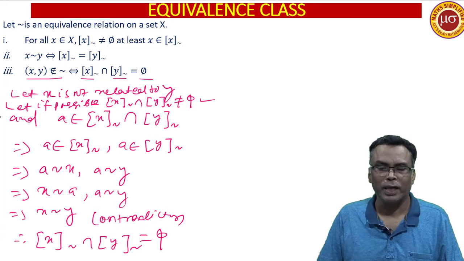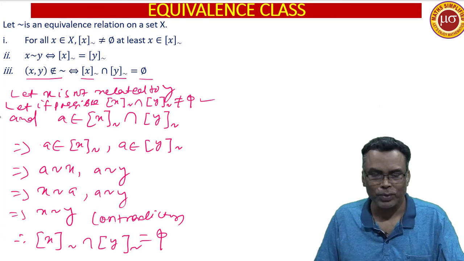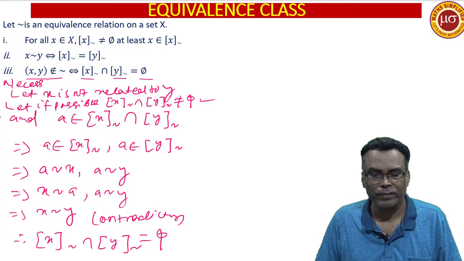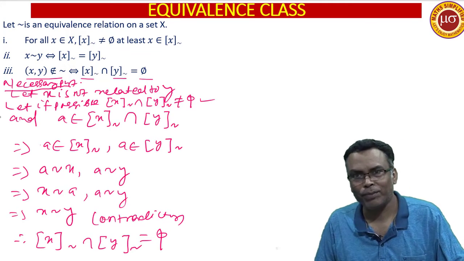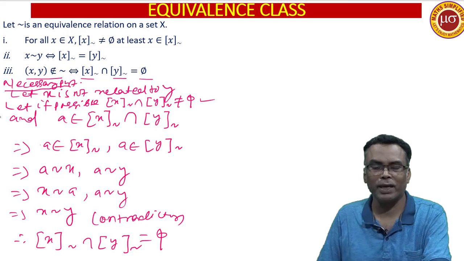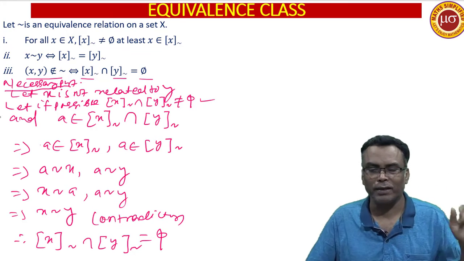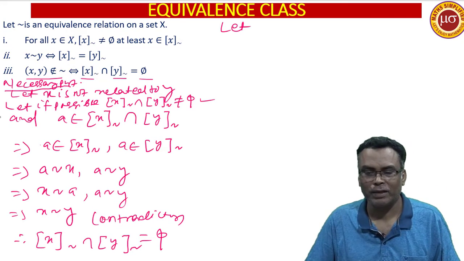Proved. Again, we come to the sufficient part. This was the necessary part. For an if and only if statement, first you take the left side and prove the right side. Again you take the right side and prove the left side.